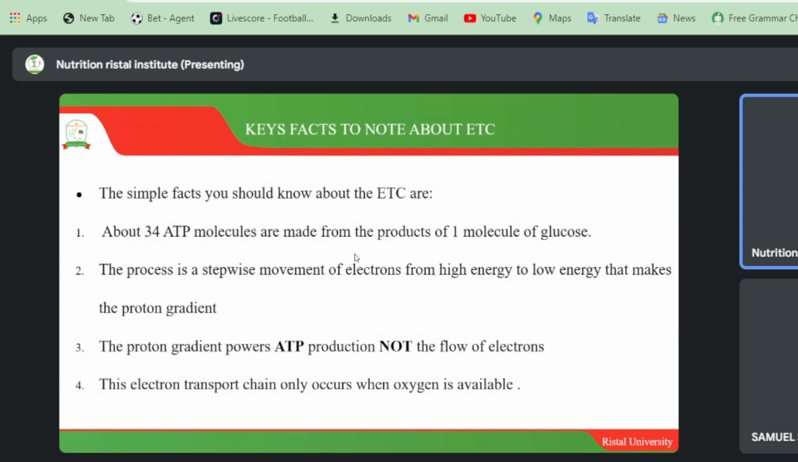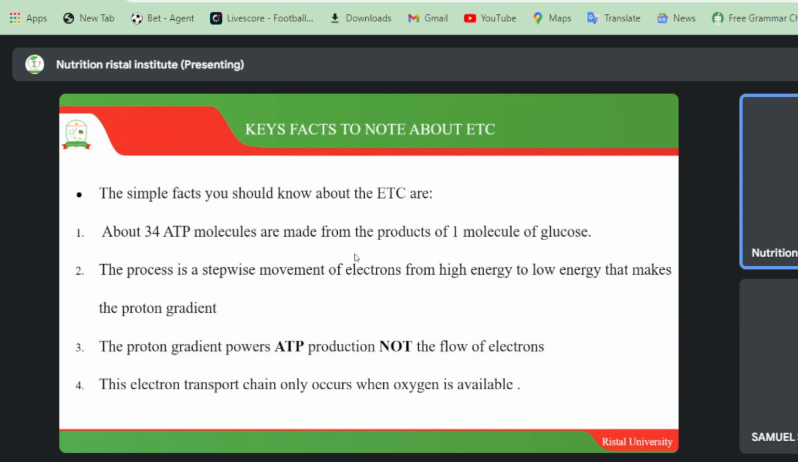Then the process is a stepwise movement of electrons from high energy to low energy that makes the proton gradient. We'll get to see the proton gradient coming in the process as we'll be describing the electron transport chain. And then the proton gradient powers ATP. Once we create that gradient, a proton gradient is like a difference in the concentration of these protons. The protons are the H plus, the hydrogen plus.